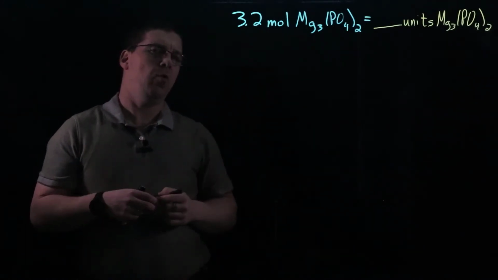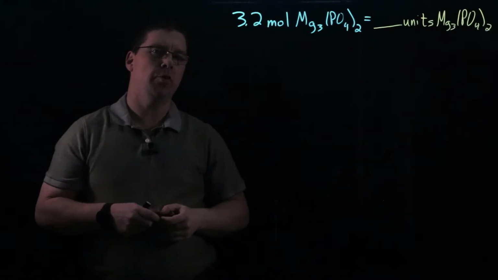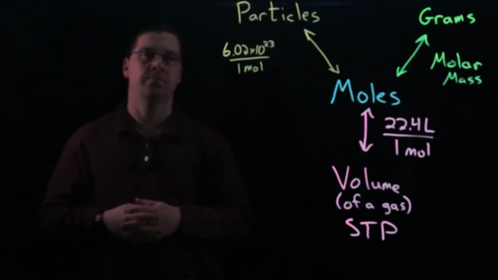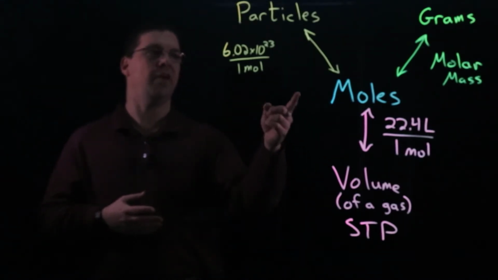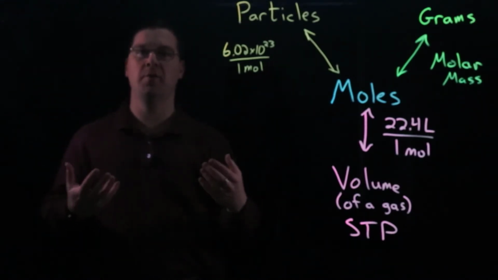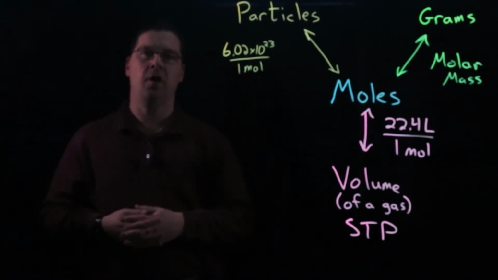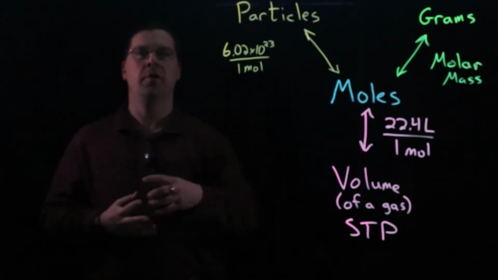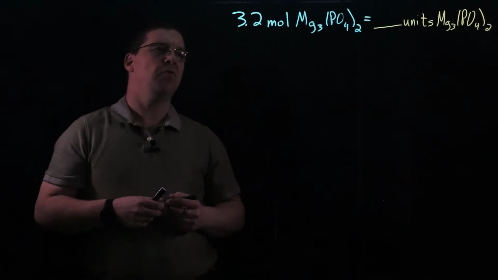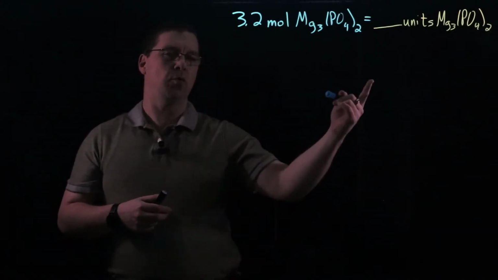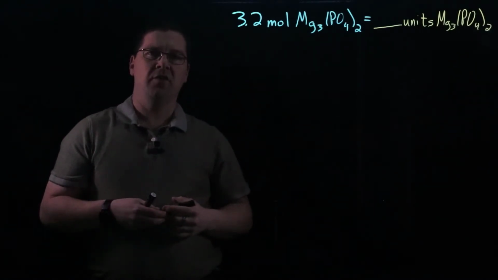But how would I go about changing from moles of something into units? If I were asked to do a conversion that started with moles and went to how many particles or formula units or atoms or ions there were in a particular substance, I would need to use Avogadro's number. So if I'm going to convert from moles into individual particles or units of something, I need to use Avogadro's number as my conversion factor.